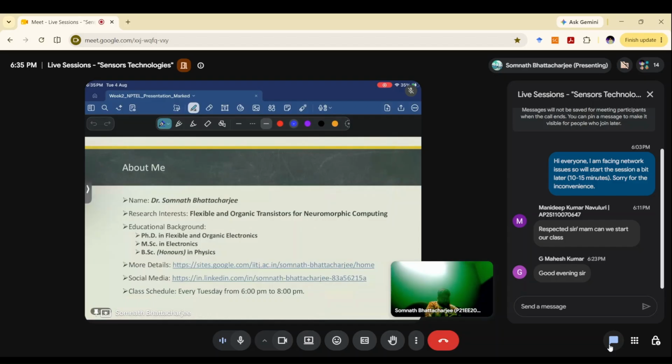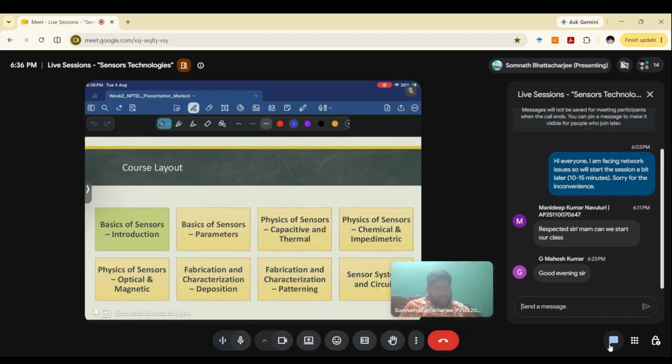So first coming to the basic course layout, we all know that this is divided into 8 different fractals, and we have already completed the first fractal of this course, that was the basics of sensors, that is introduction, basic introduction of all the subsequent sections. So we have learned very basic things about what sensors are. So let me write it down maybe. So we have already learned about what sensors are.